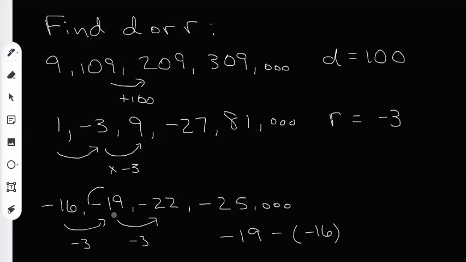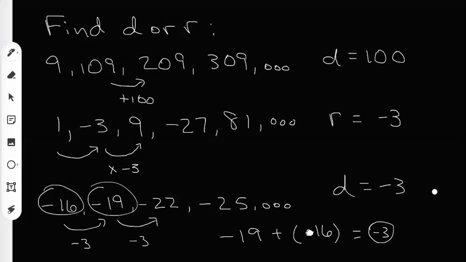So let's take this -19 and let's subtract -16. Well, since there's a double negative right here, that's the same thing as adding a +16. So this would be -19 plus 16. That's going to be -3. So D would have to be -3. So that's how you can find D.